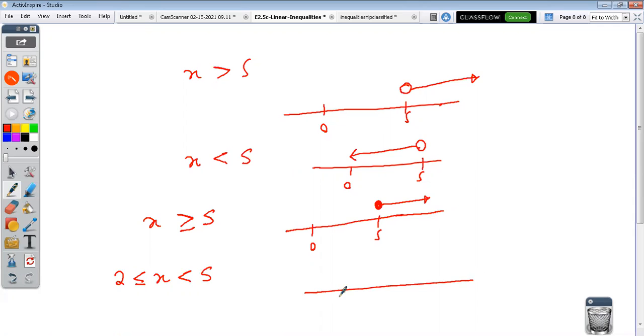So let's see how we do that on the number line. So 2 there, 5. We want numbers between 2 and 5, but not including 5. So this 5 here is like this. But this 2 here, we are including it. So like this.